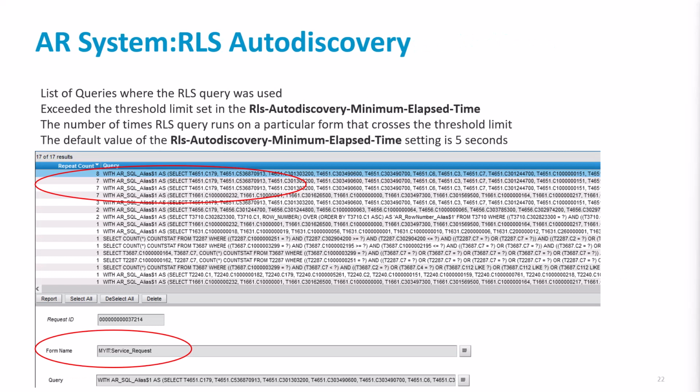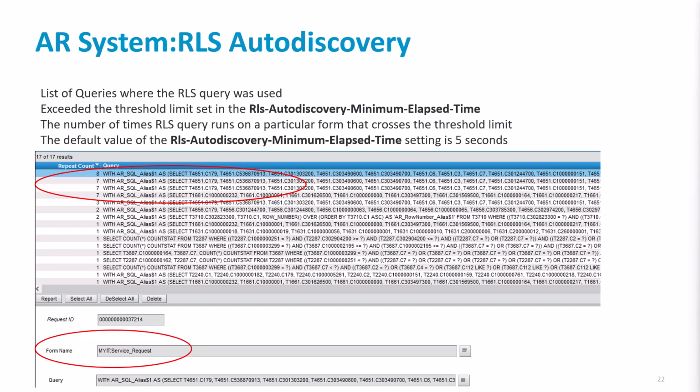The ARSystem RLS Auto Discovery form is an out-of-the-box form that's enabled by default. It contains a list of queries where RLS was used and it exceeded the threshold limit that's set in the RLS Auto Discovery minimum elapsed time setting. The form also contains the number of times that the RLS query was run on a particular form that crossed that threshold. The default value for that threshold is 5 seconds.